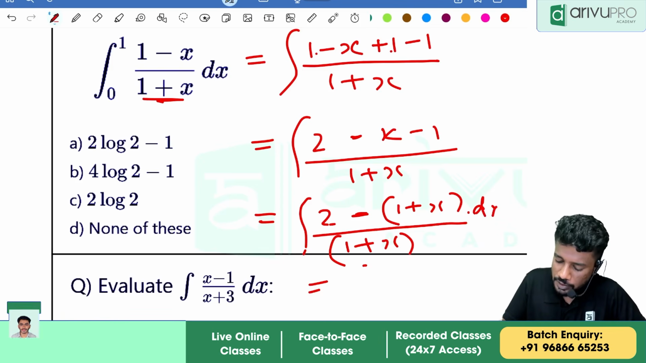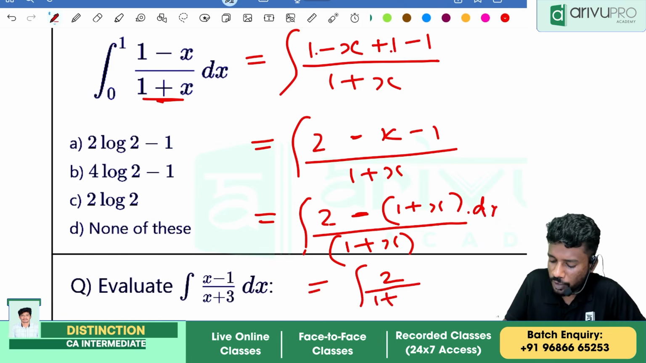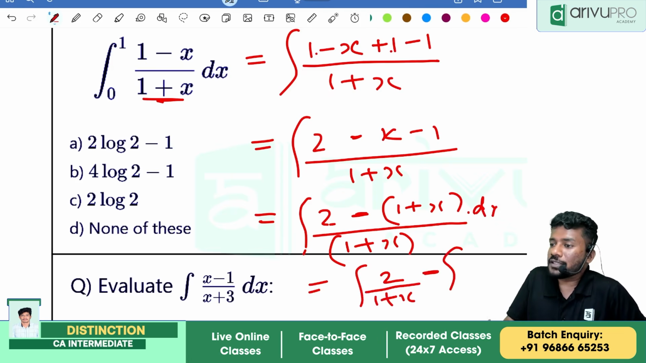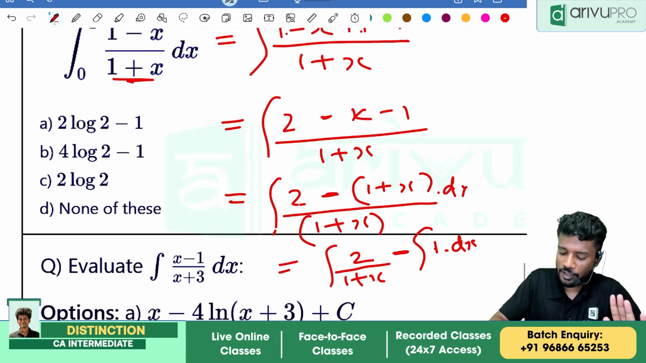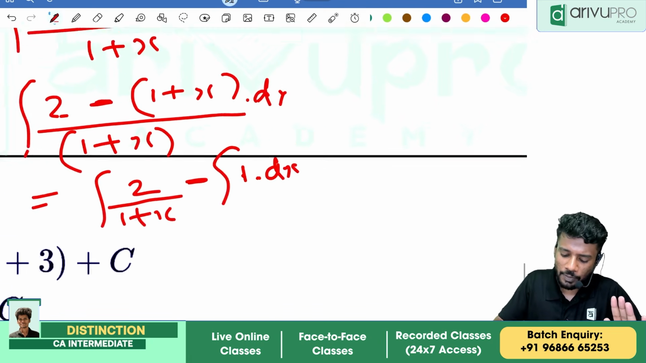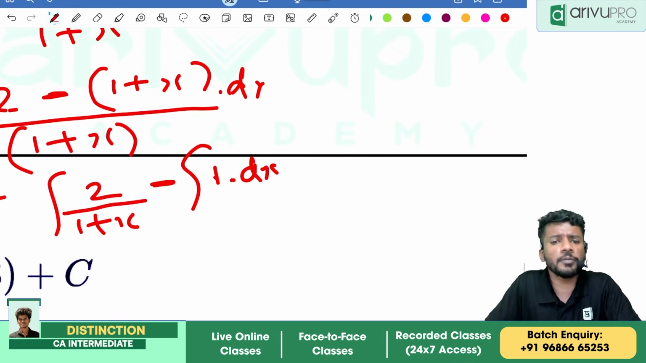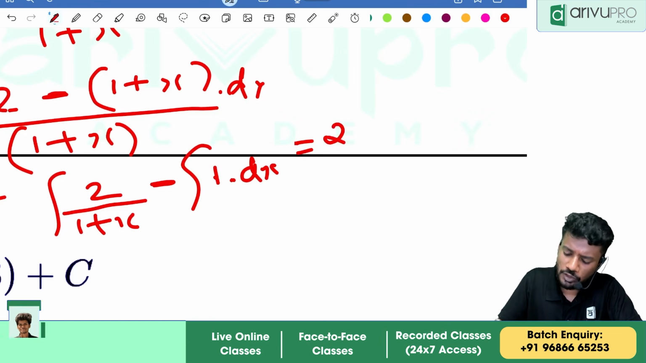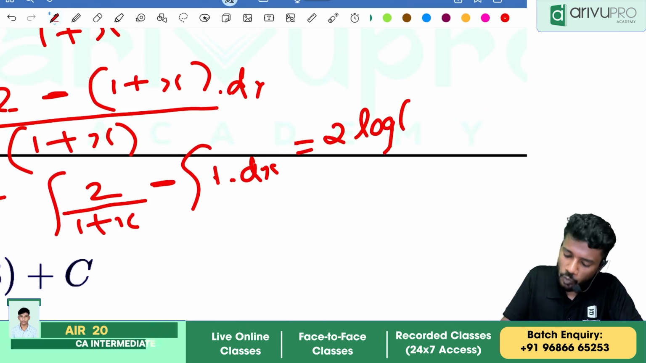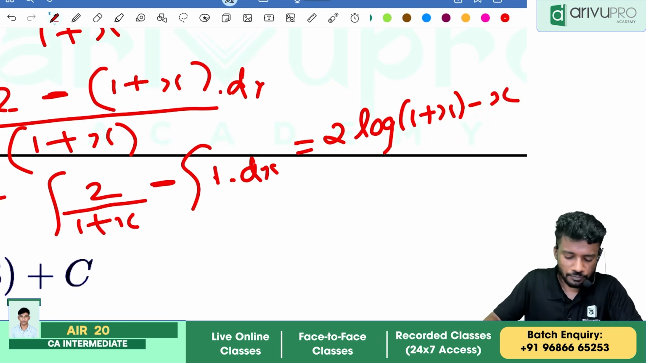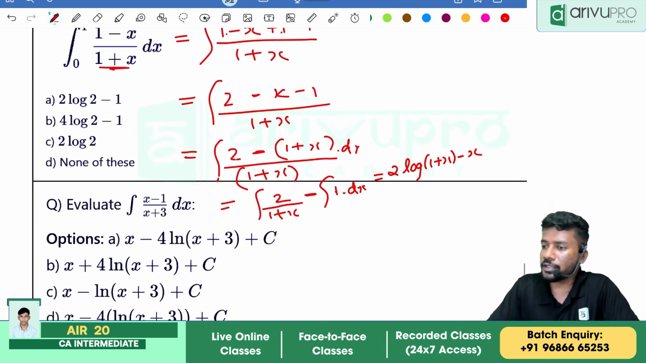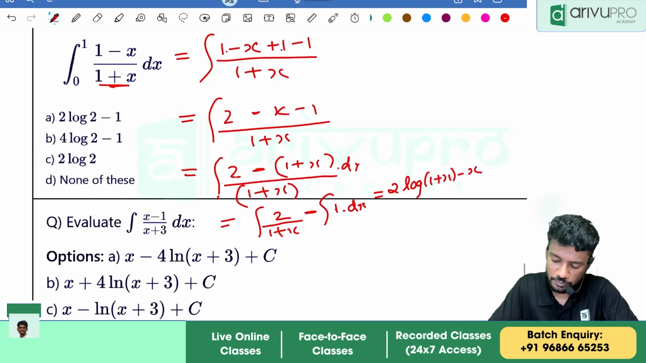Now you split: integral of 2 divided by 1 plus x minus integral of 1 plus x divided by 1 plus x, which is how much? 1. So what is remaining? 1 dx is remaining. Now the integral of 2 divided by 1 plus x is 2 into log of 1 plus x, minus x. Correct? Yes. So what is the answer?